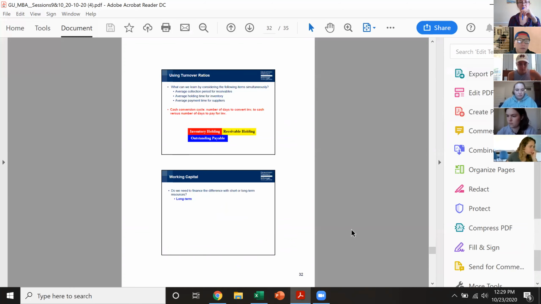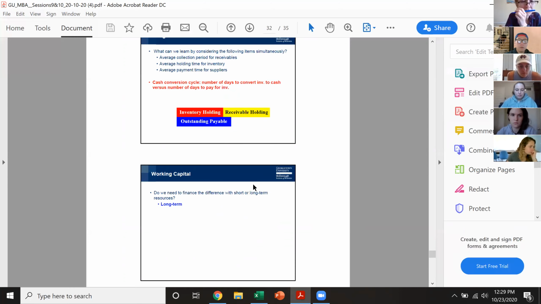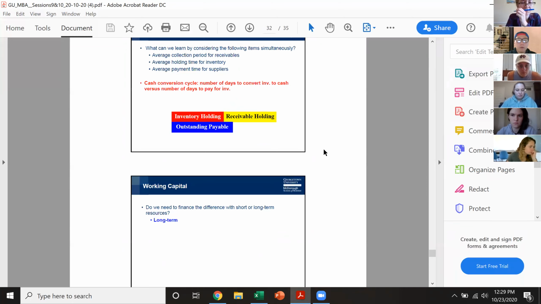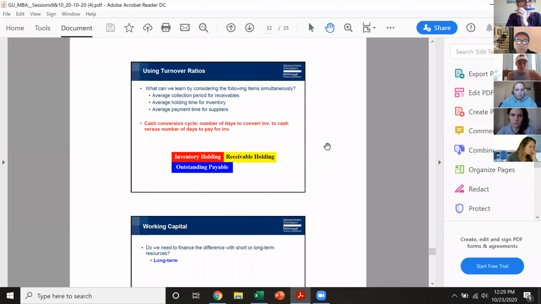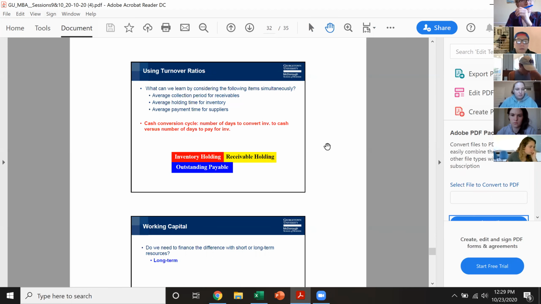I'll come back to the current ratio. Okay, so the number of days to convert inventory to cash versus the number of days to pay for inventory. Oh, interesting, so there's a turnover kind of deal. Okay. Let's see, what can we learn by considering the following items simultaneously? Average collection period for receivables, average holding time for inventory, and average payment time for suppliers.